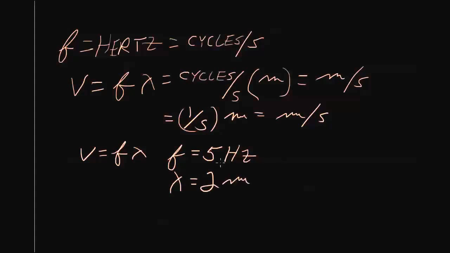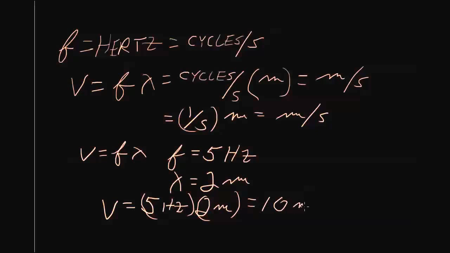So we can go ahead and plug this in and get our wave speed. Velocity equals 5 hertz times 2 meters, and 5 times 2 is 10, and that is 10 meters per second. So the algebra is pretty straightforward and fairly simple.